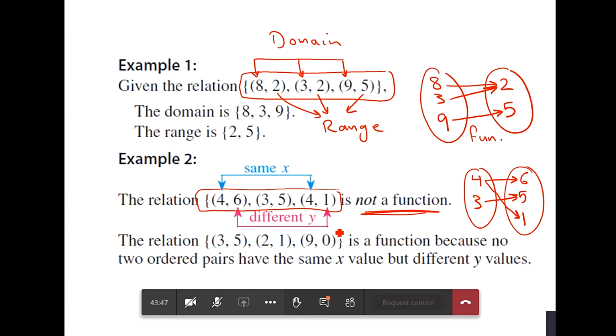Now look at this relation. We have 3 5, 2 1, 9 0. Look at this. 3, 2, 9, and we have the range 5, 1 and 0. 3 with 5, 2 with 1 and 9 with 0. So this is function. Okay. Any question?